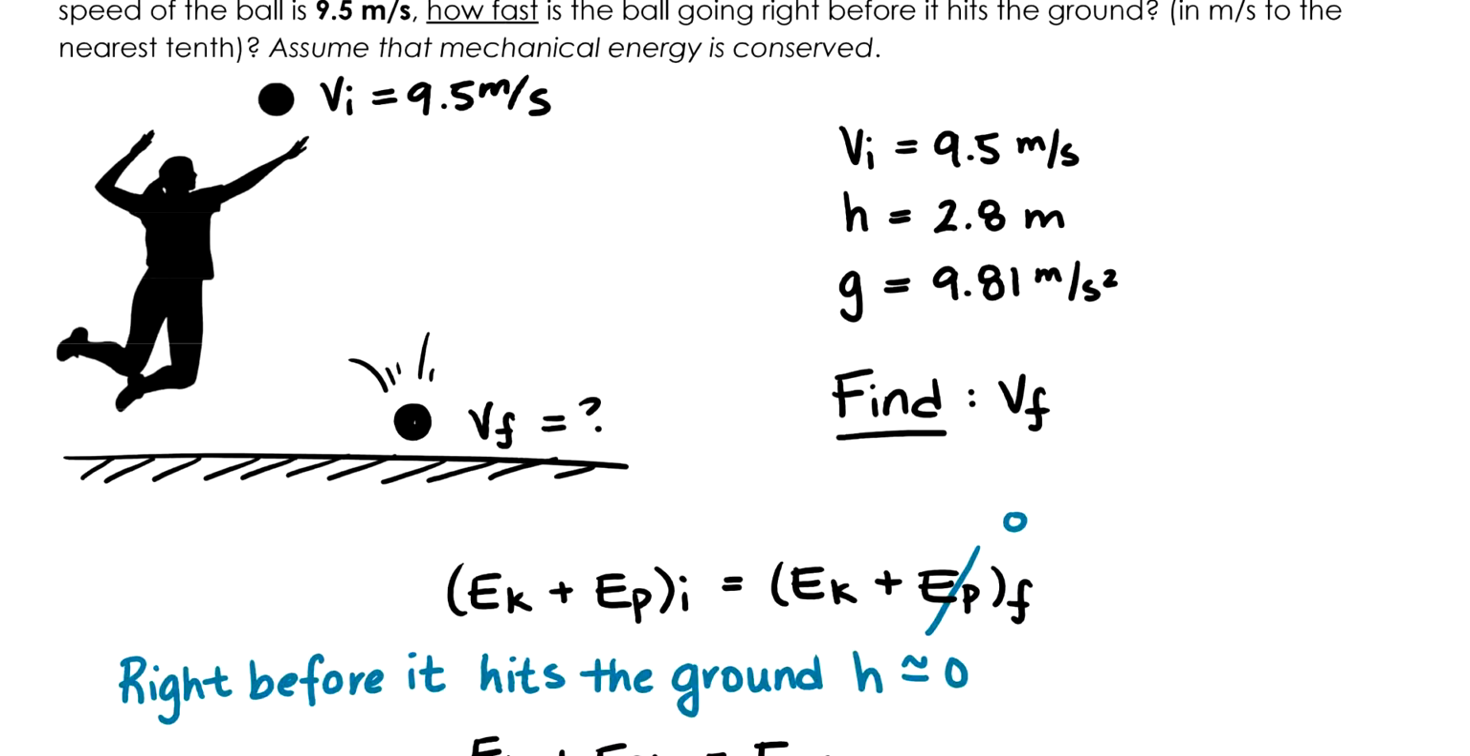Right before the volleyball hits the ground, there's basically no space left between the ball and the ground. So H would be 0, which means that EP final would be 0. That means we're working with an equation that has 3 different terms in it, which leads it to be a little more complicated.